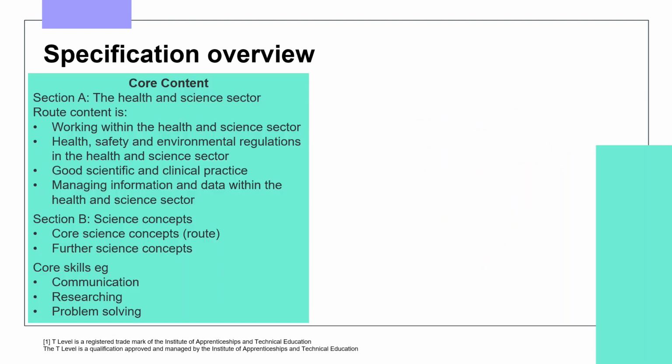The specification itself can be divided into 2 sections, the core component and the occupational specialism component. The core component can be further divided into 3 sections. Section A, which is working in the health and science sector. Section B, which is the scientific knowledge, concepts and understanding of biology, chemistry and physics, and then the core skills. This core content and these skills form the foundation that the occupational specialism content and skills are built upon.